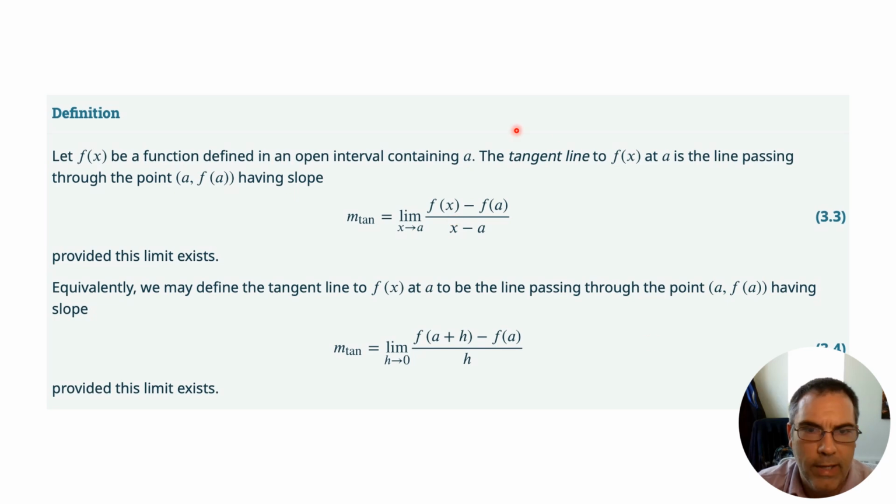Okay, so I copied this out of the book. These are just the two definitions of a derivative. I tend to prefer this one, but they're both telling you the same thing. They're saying what is the slope of the secant line when the two points become closer and closer and closer together.